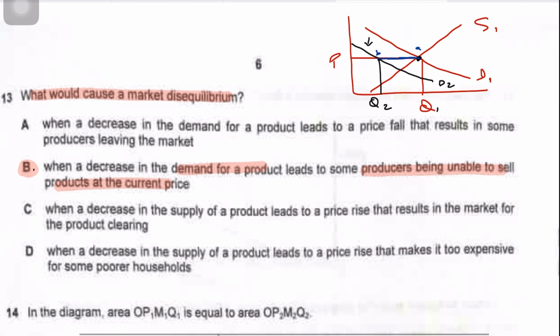So the correct answer for that should be B, because when demand shifts inwards, the immediate effect is that it always shifts at the same price. Subsequently, the price mechanism rations out that shortage. So it should be B.